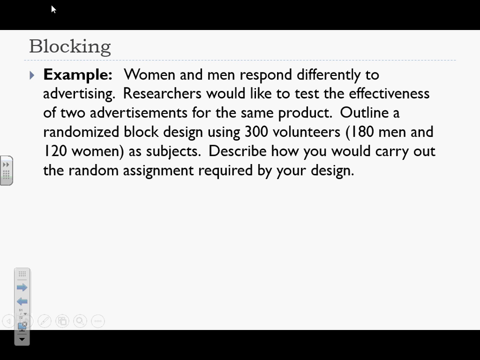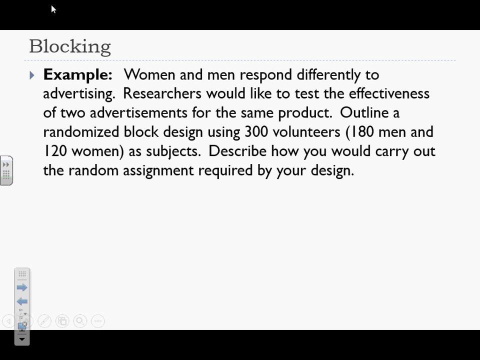So let's do another example. This is for you guys to try. So women and men respond differently to advertising. Researchers would like to test the effectiveness of 2 advertisements for the same product. So outline a randomized block design using 300 total volunteers. There's 180 men, 120 women as subjects. Describe how you would carry out the random assignment required by your design.